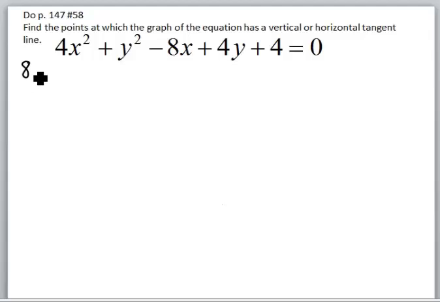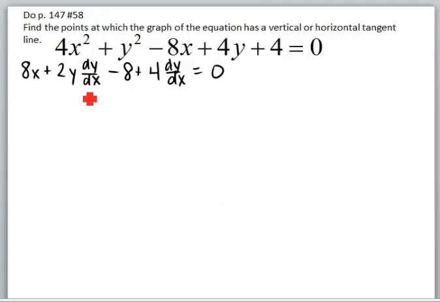We have 8x plus 2y dy over dx minus 8 plus 4 dy over dx. This derivative is 0 and this equals 0. Collect our dy over dx's on one side. And I'm going through this rather quickly because we have been doing implicit differentiation for 2 days now, and we should be getting good at this.